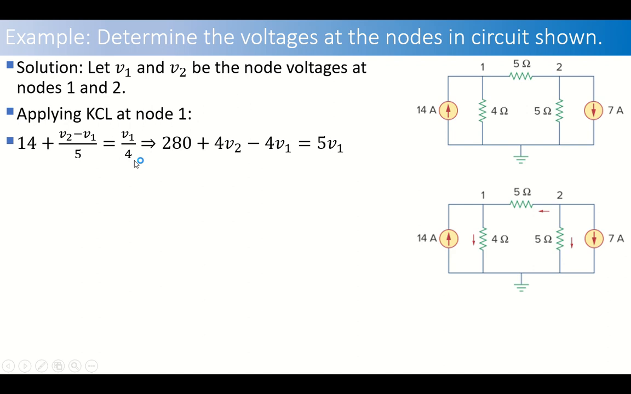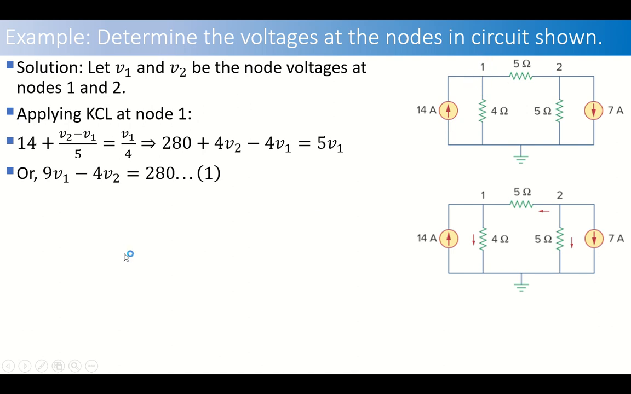So we can easily take the LCM and simplify. The LCM will be 20, so we can multiply overall by 20. So this will be 280 plus 4V2 minus 4V1 equals 5V1, or 9V1 minus 4V2 equals 80. So this is equation number 1. That is the equation for node number 1.